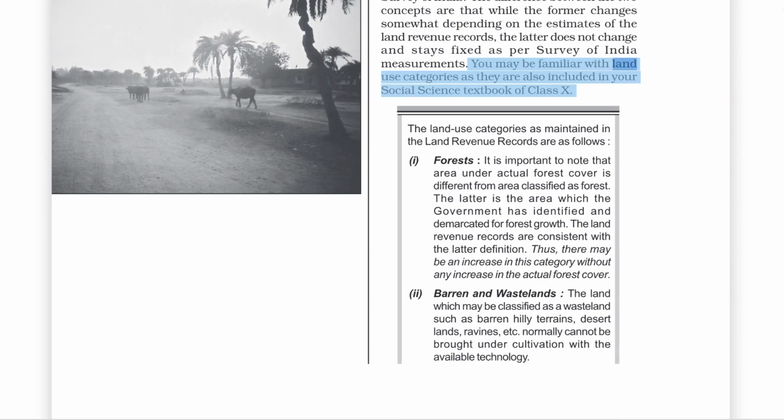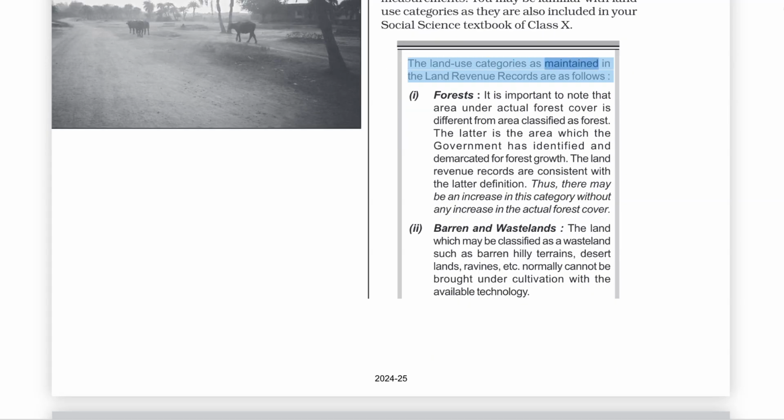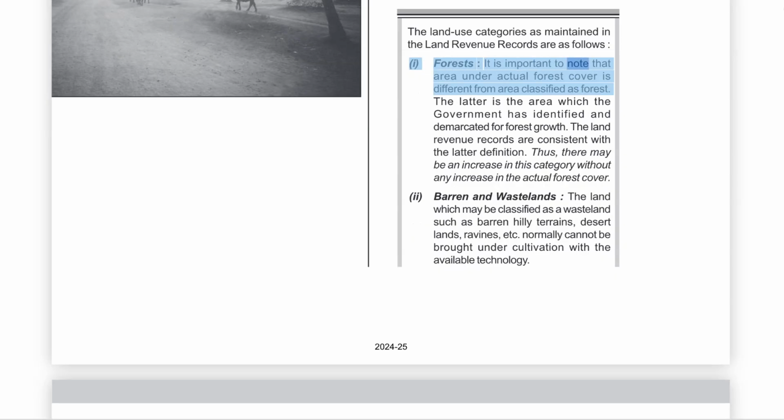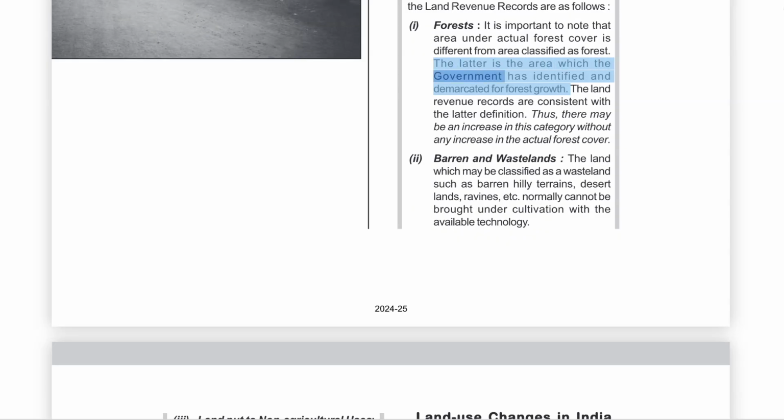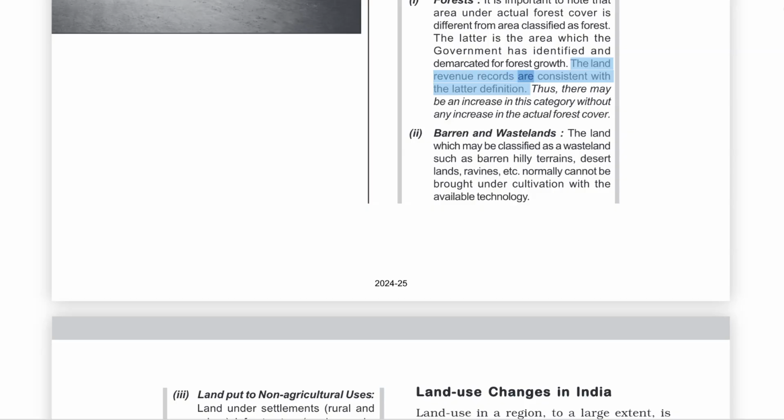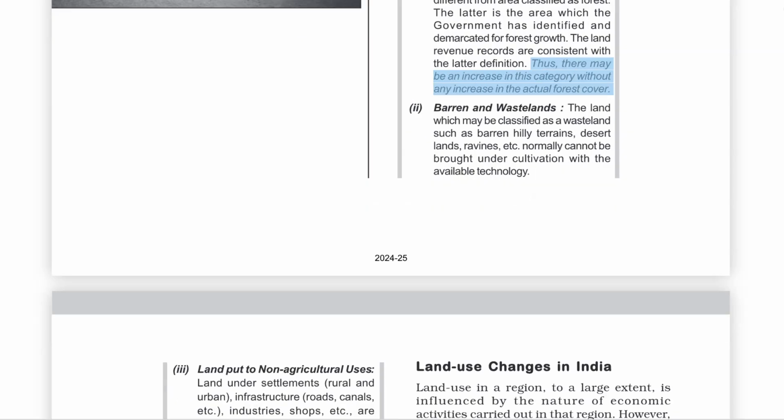You may be familiar with land use categories as they are also included in your social science textbook of Class X. The land use categories as maintained in the land revenue records are as follows. 1. Forests. It is important to note that area under actual forest cover is different from area classified as forest. The latter is the area which the government has identified and demarcated for forest growth. The land revenue records are consistent with the latter definition. Thus, there may be an increase in this category without any increase in the actual forest cover.